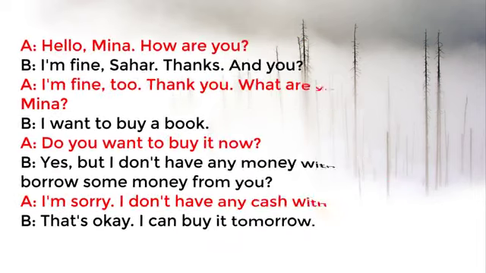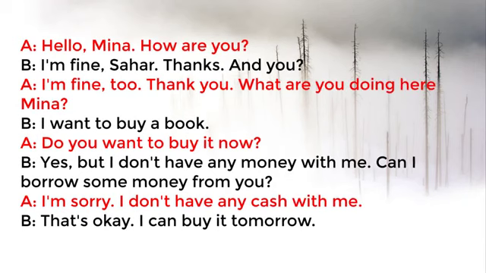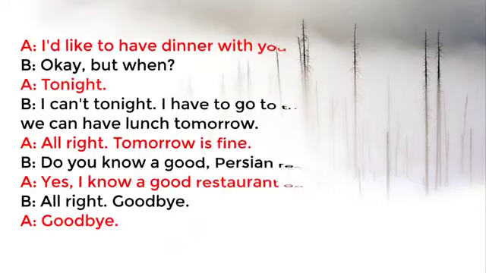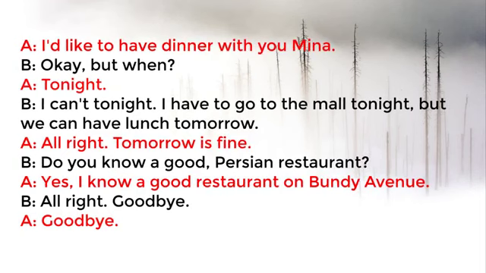Hello, Mina. How are you? I'm fine, Sahar. Thanks. And you? I'm fine, too. Thank you. What are you doing here, Mina? I want to buy a book. Do you want to buy it now? Yes, but I don't have any money with me. Can I borrow some money from you? I'm sorry. I don't have any cash with me. That's okay. I can buy it tomorrow. I'd like to have dinner with you, Mina. Okay, but when? Tonight. I can't tonight. I have to go to the mall tonight. But we can have lunch tomorrow. All right, tomorrow is fine. Do you know a good Persian restaurant? Yes, I know a good restaurant on Bundy Avenue. All right, goodbye. Goodbye.